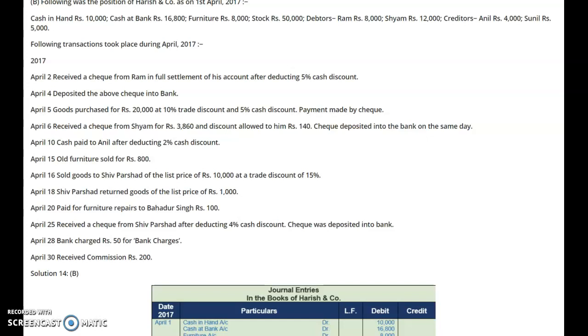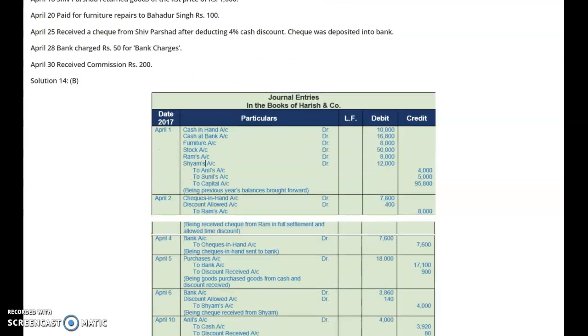Deposited the above check into bank. Now see here, when we deposit this check into the bank, our bank balance will increase and checks in hand will be credited because we had deposited those checks into the bank. So both are real accounts, debit what comes in, credit what goes out. So the entry will be: bank account debit to checks in hand account. See here that checks in hand is debited in the previous entry. In this entry it is credited. So both are nullified to each other. Here it is on the debit side, here it is on the credit side. So both will be nullified to each other.